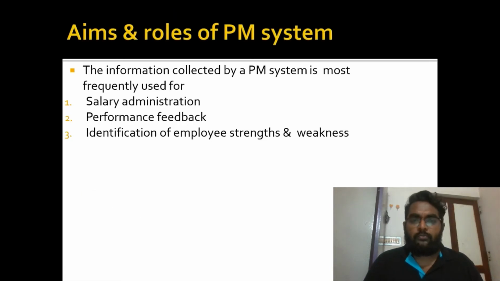Aim and role of performance management system. The information collected by the performance management system is most frequently used for, that we know, salary administration. First thing, because we already said reward is based on performance management evaluation. Then there will be performance feedback, because each employee must know how their performance was last year or last quarter. Then based on that feedback, they will be able to improve. Then identification of employee strengths and weaknesses. These are the aims of conducting performance management.